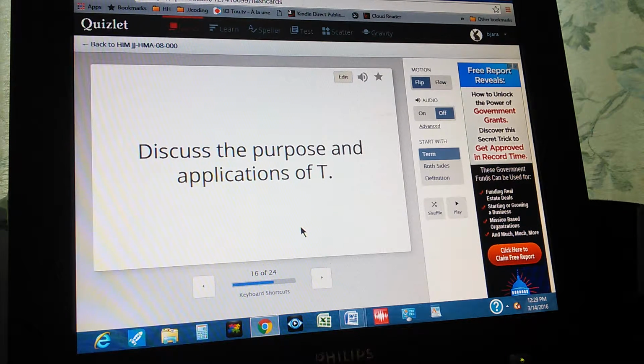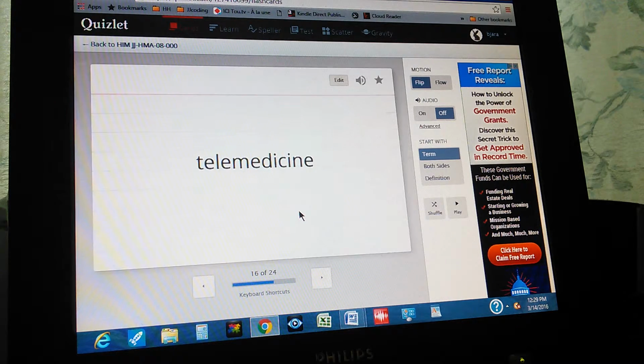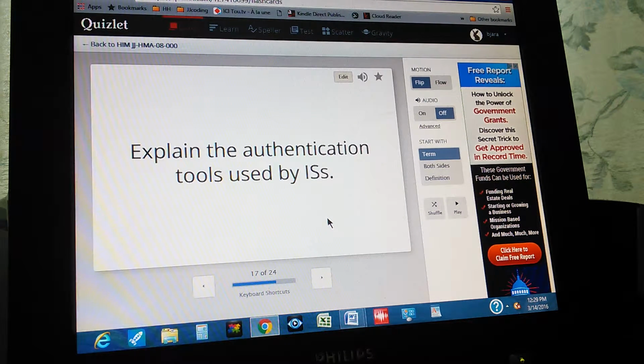Discuss the purpose and applications of T. What's T? Telemedicine, right? Telemedicine is a doctor seeing a patient through like a video or a television-like system. That's telemedicine. Okay, let's keep going. Explain the authentication tools used by ISs. What's ISs? Information systems. Information systems.